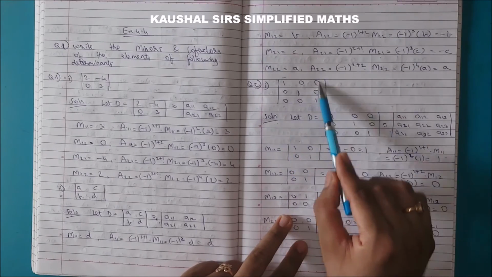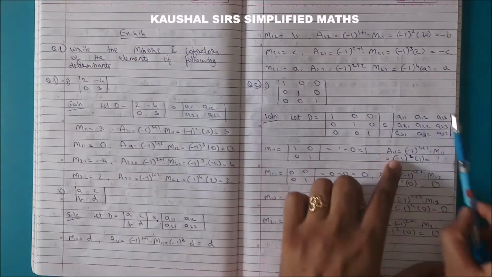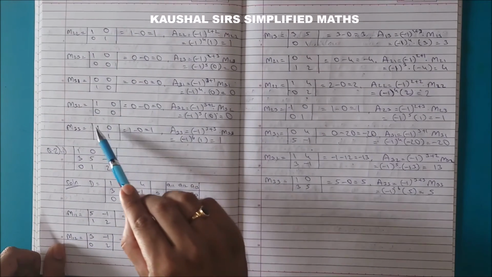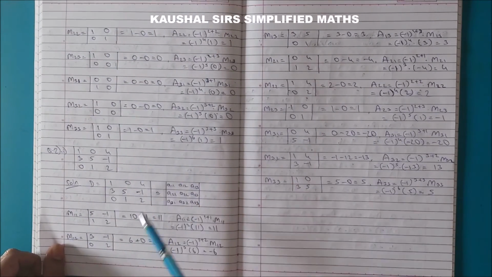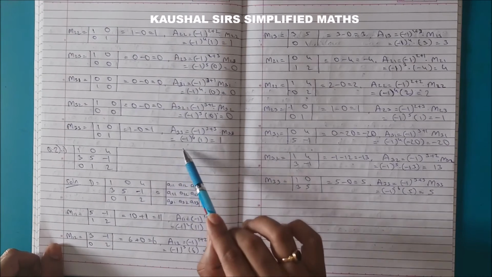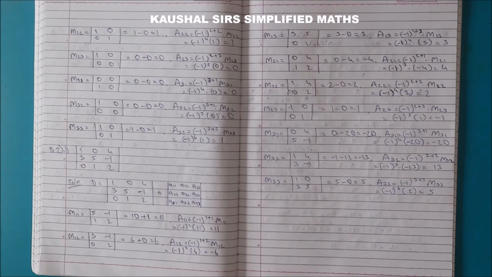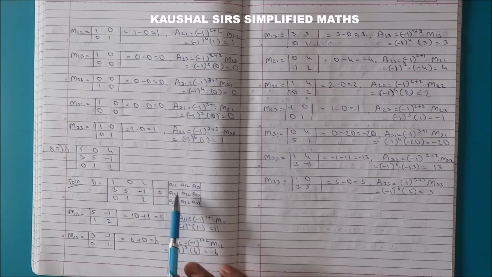Okay, so cover the third row and the third column. So you are left with the determinant of these 4 elements. Okay, so if you expand, you get 1 minus 0, which is 1. And then go for A33, -1 raised to 3 plus 3 into M33, -1 raised to 6 into 1, which is 1 into 1, which is 1. Understood, students?